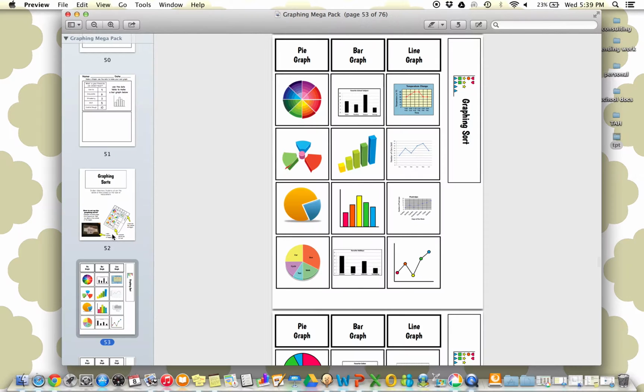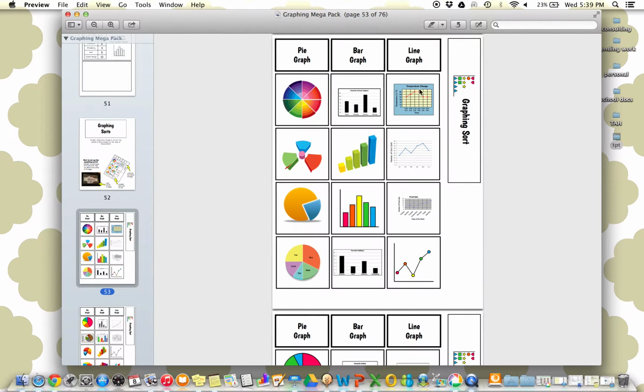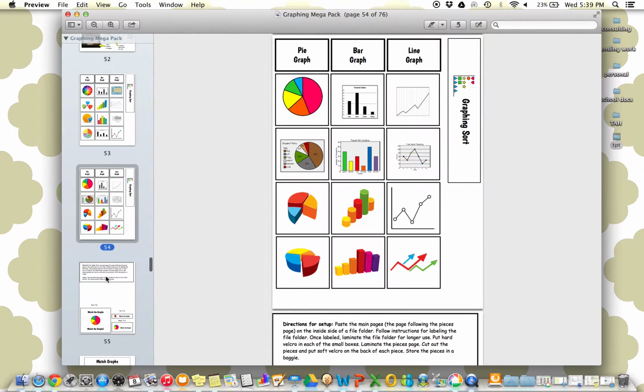I love different sorts to work on discrimination and seeing the same types of graphs in a different way. So identifying different types of pie graphs, bar graphs, line graphs. So two different sorts to work on.